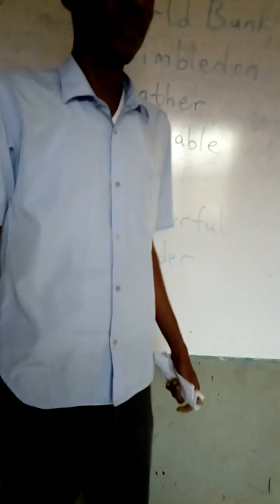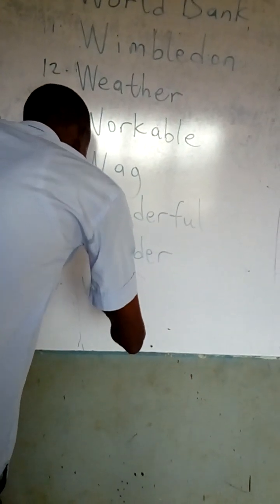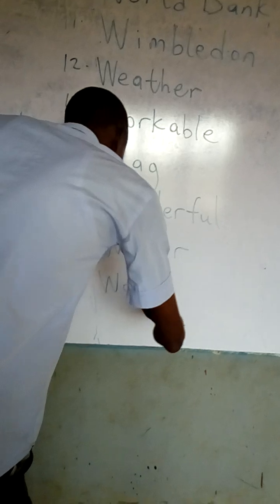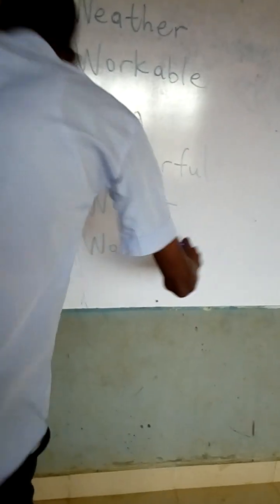Now, the next one I'll be introducing to you is wanderer. Say wanderer. Spell wanderer. W-A-N-D-E-R-E-R. Very good. Wanderer is W-A-N-D-E-R-E-R.